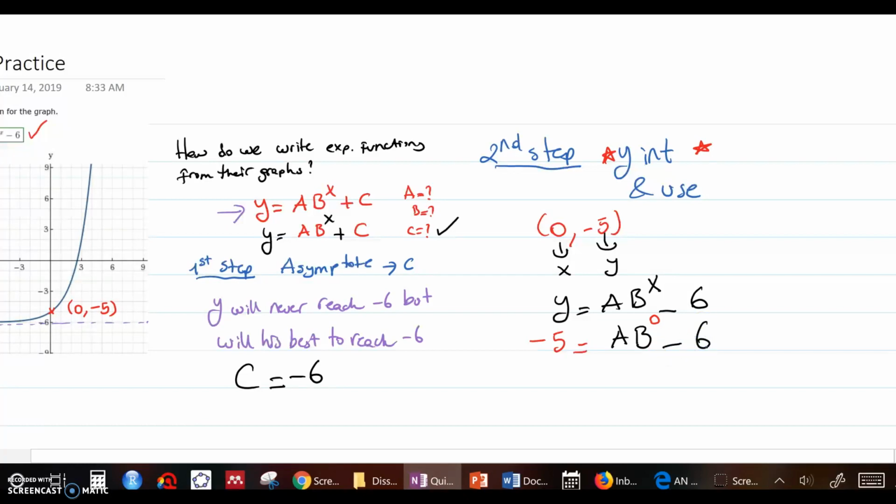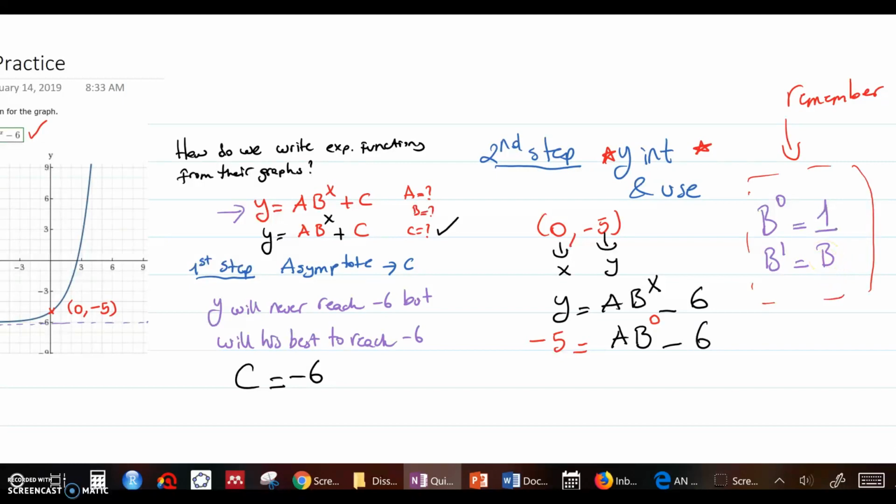Okay, so we need to remember a couple of things here. B to the power 0 is b. B to the power 1 is, okay, b to the power 0 is 1. I lied, sorry, huge mistake. B to the power 1 is b. This is an exponential property, and you need to remember this. Anything to the power 0 is 1. Anything to the power 1 is itself. So that will give me the liberty to make this part 1.